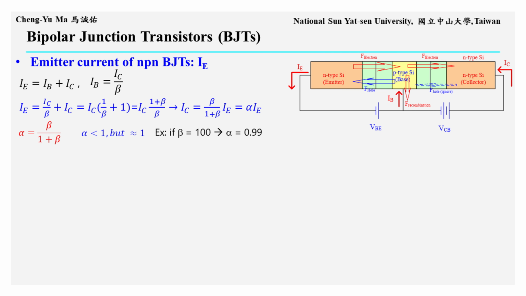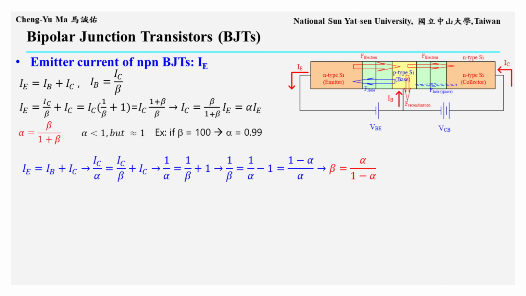Since beta is usually much larger than 1, alpha is slightly less than 1, but very close to 1. For example, if beta equals 100, then alpha is 0.99. This means IC and IE are almost the same, with IC only slightly smaller than IE. We can also start from IE equals IB plus IC and derive the inverse relationship between alpha and beta. The result is beta equals alpha divided by 1 minus alpha. Therefore, once alpha is known, beta can be calculated, and conversely, once beta is known, alpha can also be calculated.